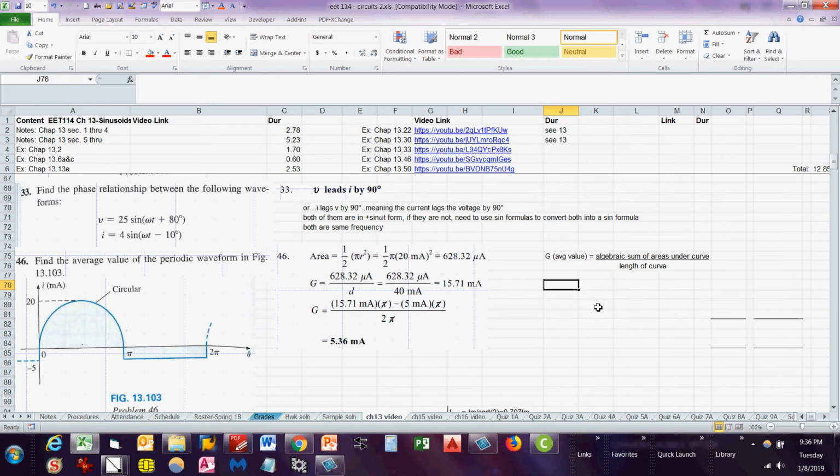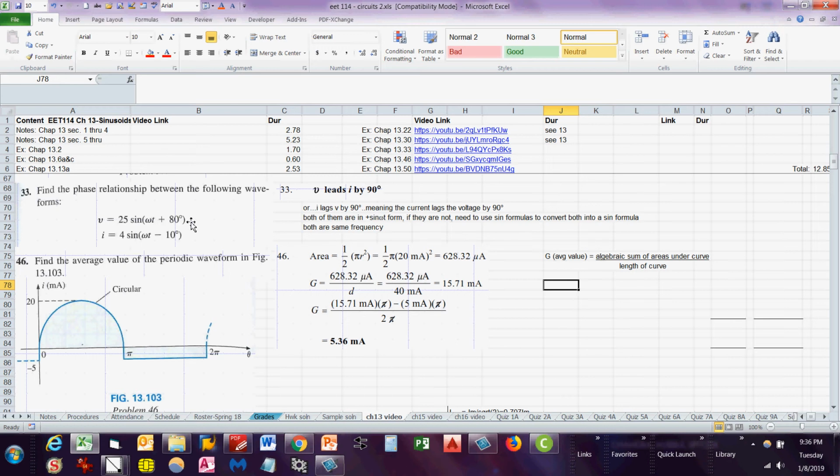Chapter 13, sinusoids. Example 33, find the phase relationship between the following waveforms. V equals 25 sine of omega t plus 80 degrees, and I equals 4 sine of omega t minus 10 degrees. So V is the voltage and I is the current.